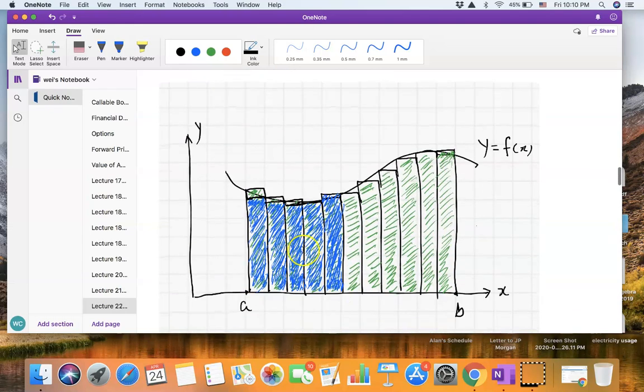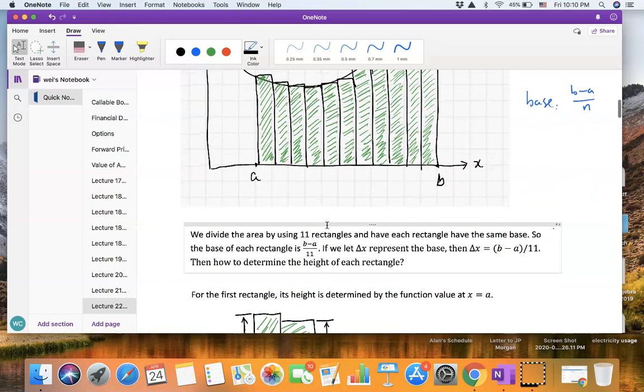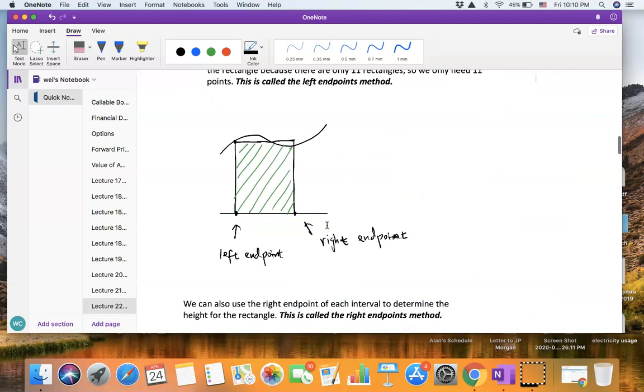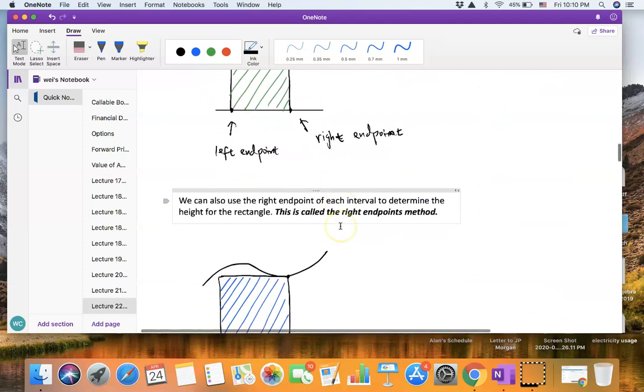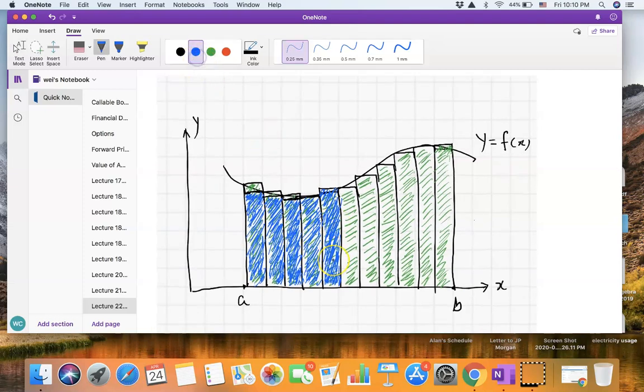So let's go back to this picture and see what happens if we use the right endpoint method to draw the rectangles. Then what do those rectangles look like? Here I already had 5 rectangles done. Okay, let's continue on the rest.